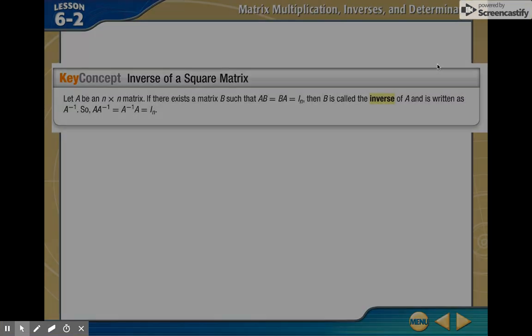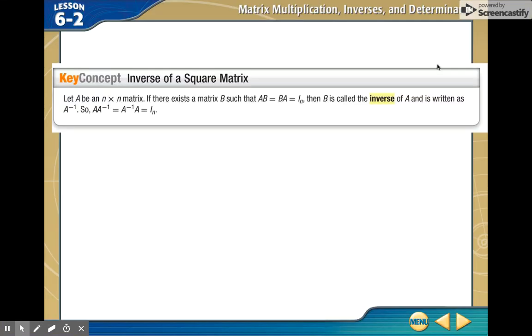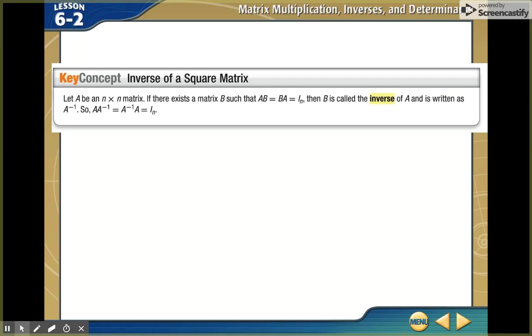All right. We're going to now talk about an inverse. An inverse is something that when I multiply on both sides, so when I have A times A inverse and A inverse times A, I'm left with the identity. And this is the same kind of concept that we've had before.